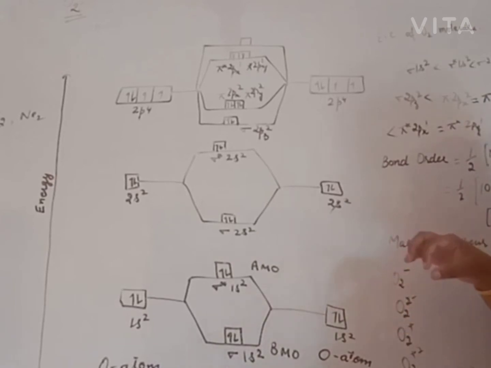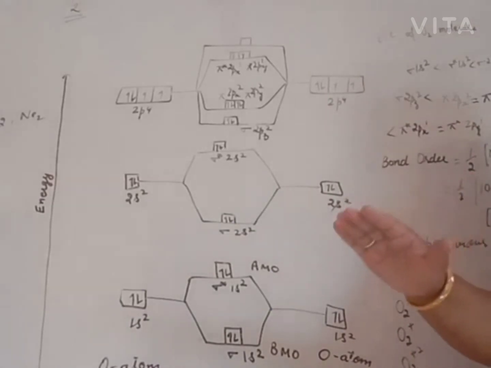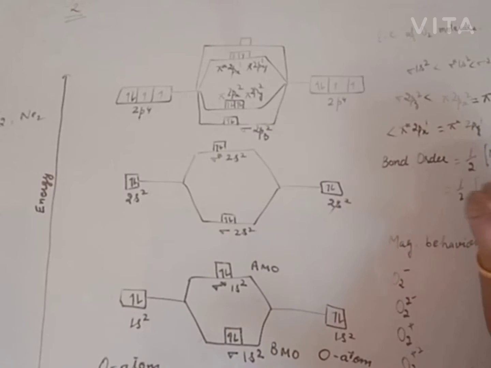Magnetic behavior and stability will all be explained on the basis of this energy level diagram. Stability is explained on the basis of bond order. The more the bond order, the more stable. If bond order is similar, stability is similar. If bond order is less, it becomes unstable. If bond order is 0, that means no bond is formed and the molecule does not exist.